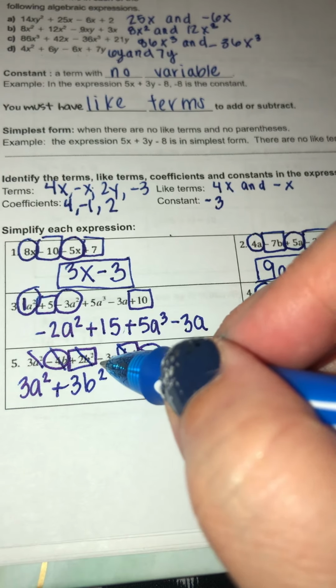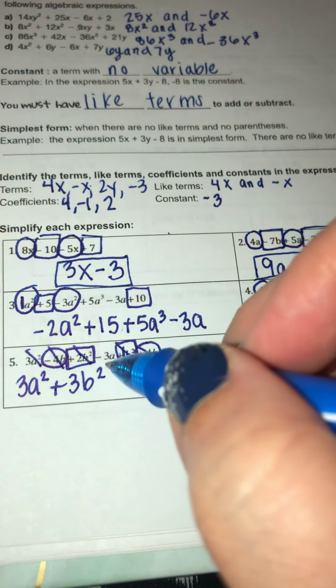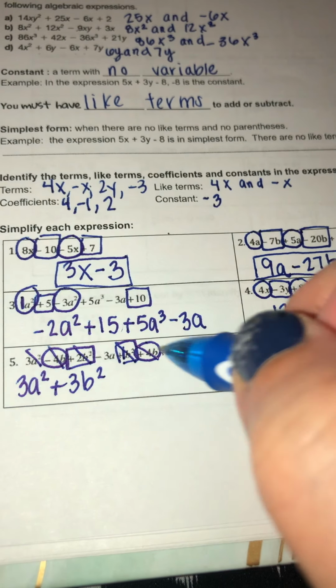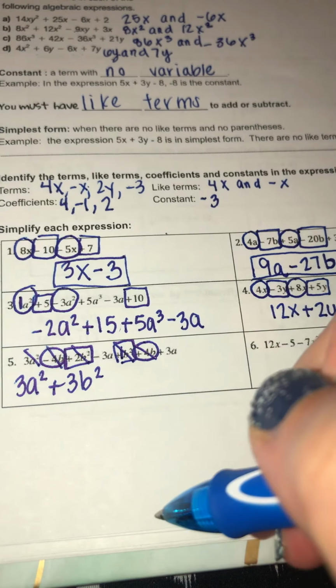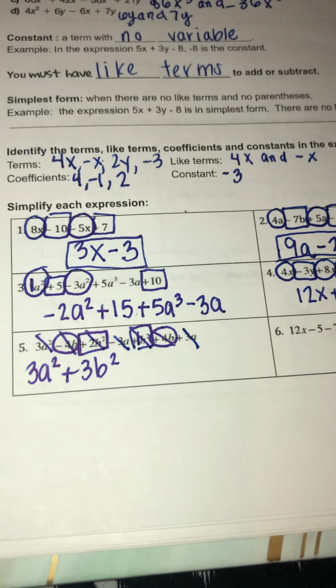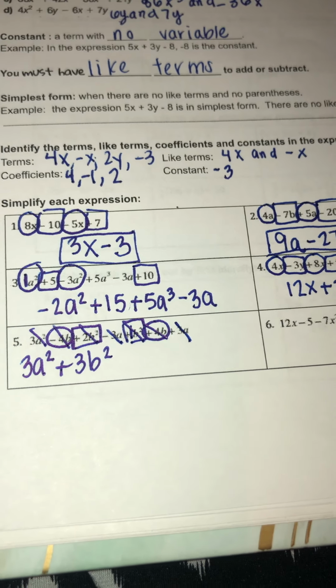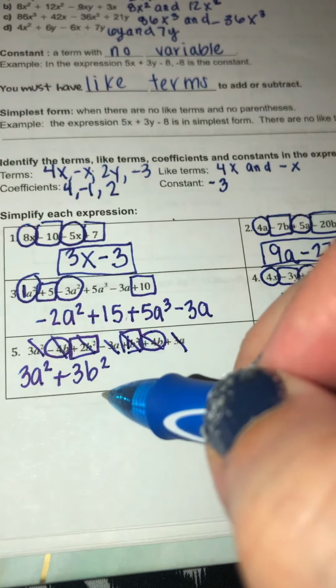And then I have negative 3a and a positive 3a. Those are going to go together because they both have the same variable a. And so negative 3 plus 3, that is 0 again. So I don't need to write that down. So my answer is 3a squared plus 3b squared. That's why it's called simplified. It went from all this to just this.